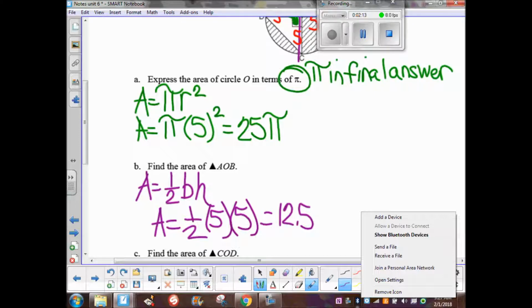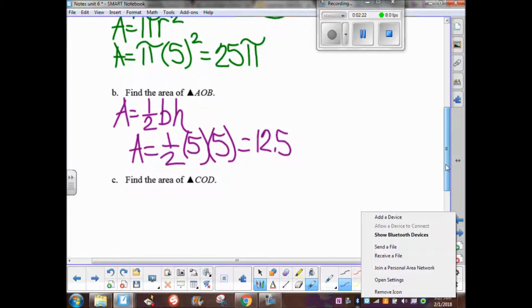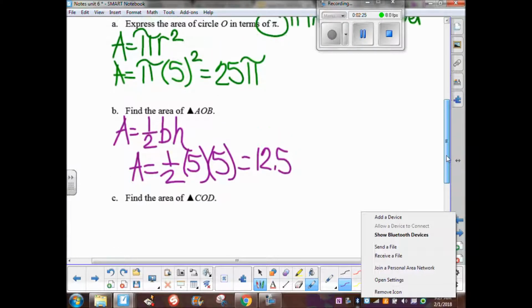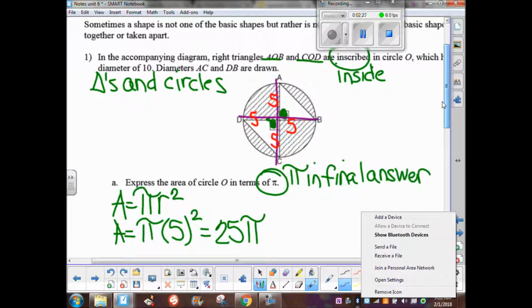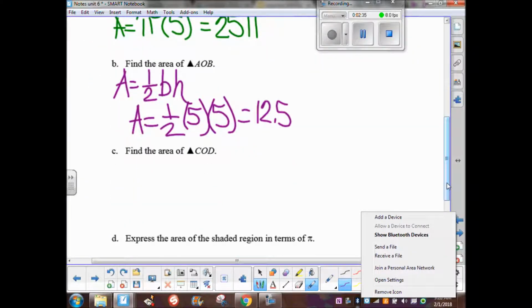Right? All right, it's okay that it's a decimal. That's fine. Now, what are we going to get for COD? COD is the same thing. Base and height, 5 and 5, the same as this one. So we know that the area of COD is also 12.5. You don't have to recalculate it. You can realize that it's the same.